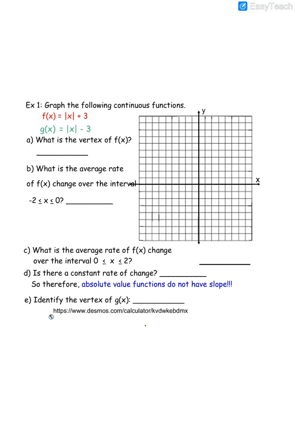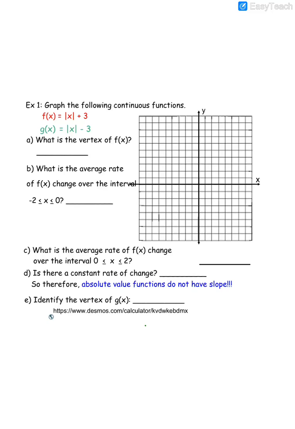So let's start with f of x equals the absolute value of x plus 3. Let's plug that in our calculator. Let's plug in y equals, and we currently have in there the absolute value of x. So let's right arrow past it and hit a plus 3. And then let's hit second graph to generate a table, so we have some values to look at.